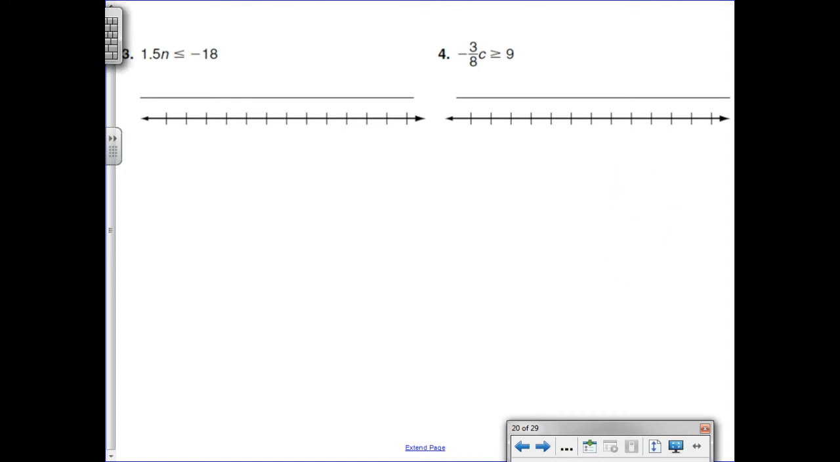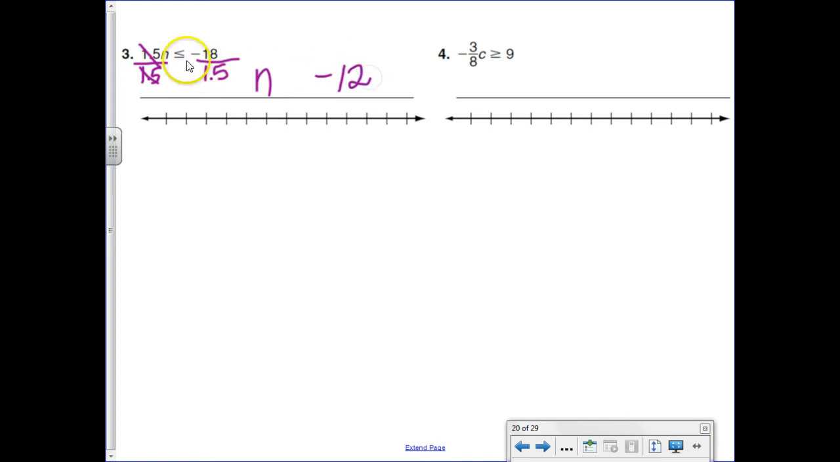Oh, there's a fraction or decimals here. Ew. Don't worry about that. That's fine. You're going to divide by 1.5. Divide by 1.5. 1.5 divided by 1.5, I get n. -18 divided by 1.5 is -12.